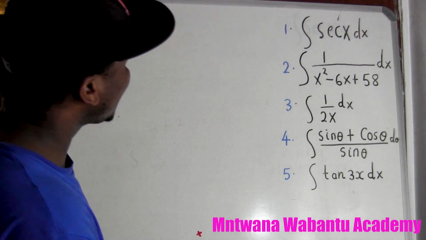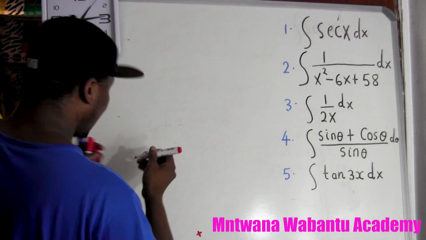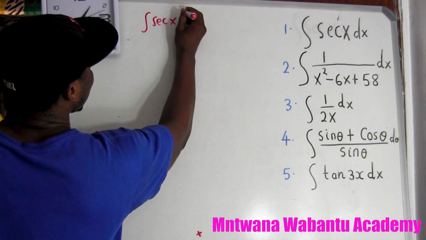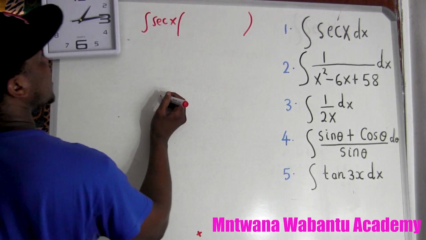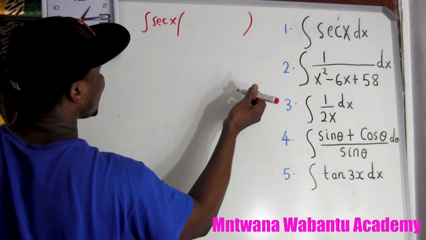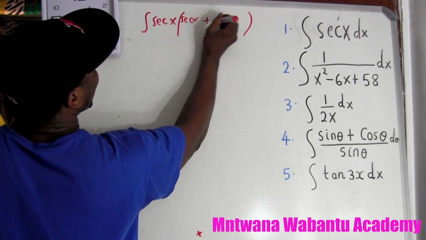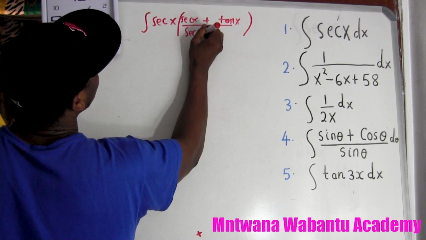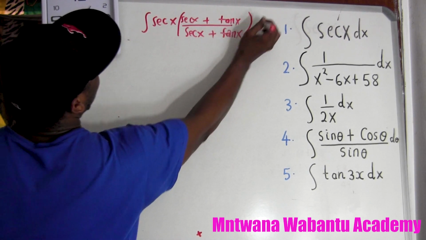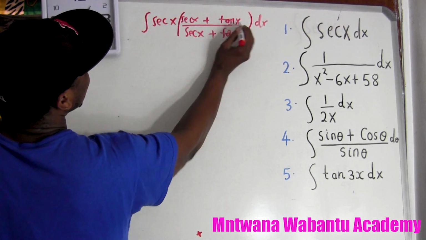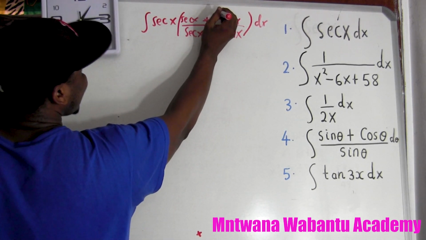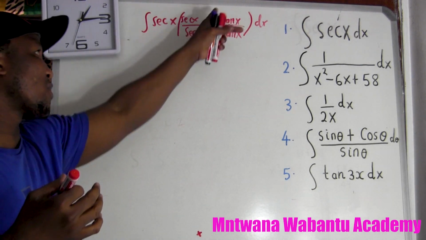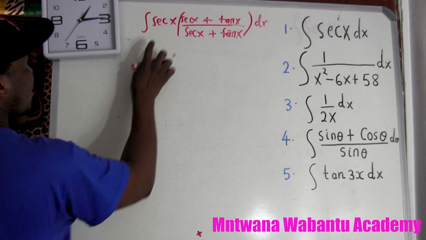So now, question number one, they say integrate that one. So you say integral of sec x. What I'm going to do is introduce something here which is going to help me do substitution. I'm going to multiply by sec x plus tan x over the same thing, sec x plus tan x, and then here we still have our dx. Look, this is the same thing, so it can literally cancel. It's like a 1, so it does not have any effect on the question, because if you cancel, it's going to be 1.